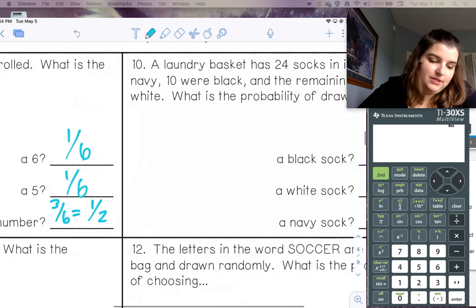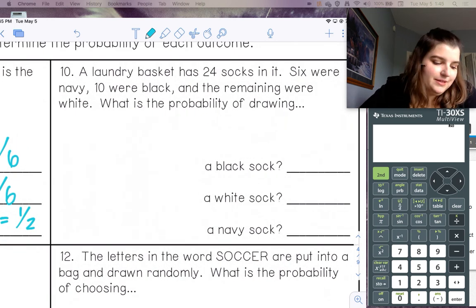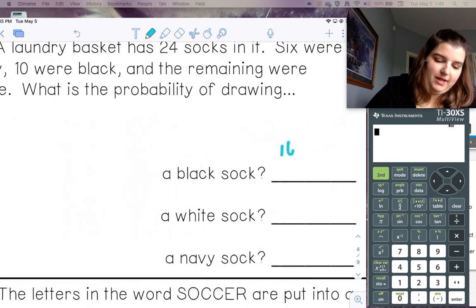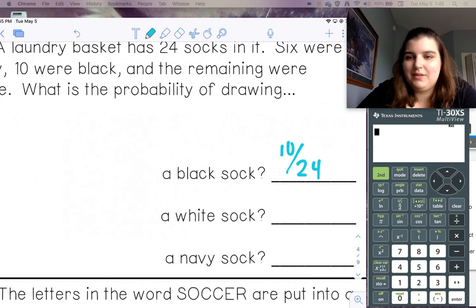A laundry basket has 24 socks in it. Ooh, this is an even number. 6 were navy, 10 black, and the remaining were white. What is the probability of drawing a black sock? 10 out of 24.